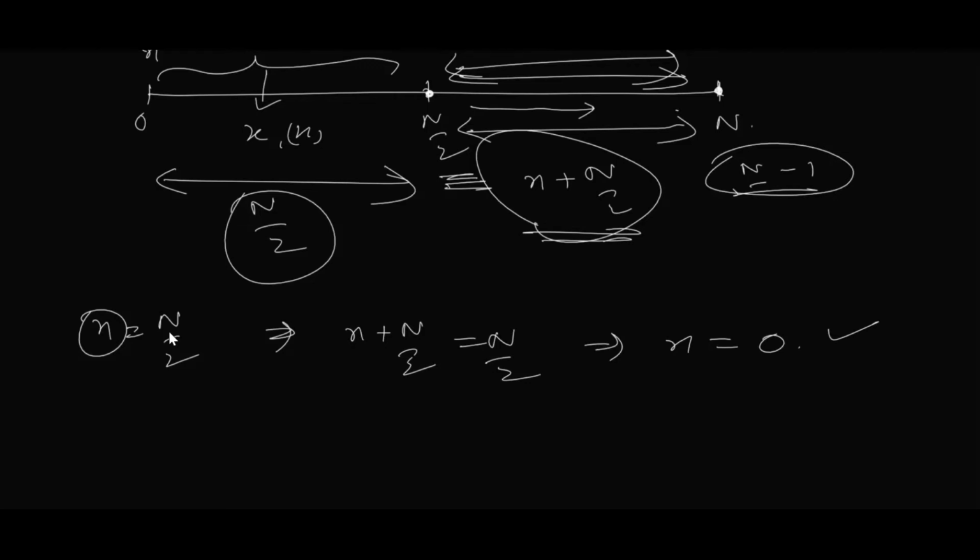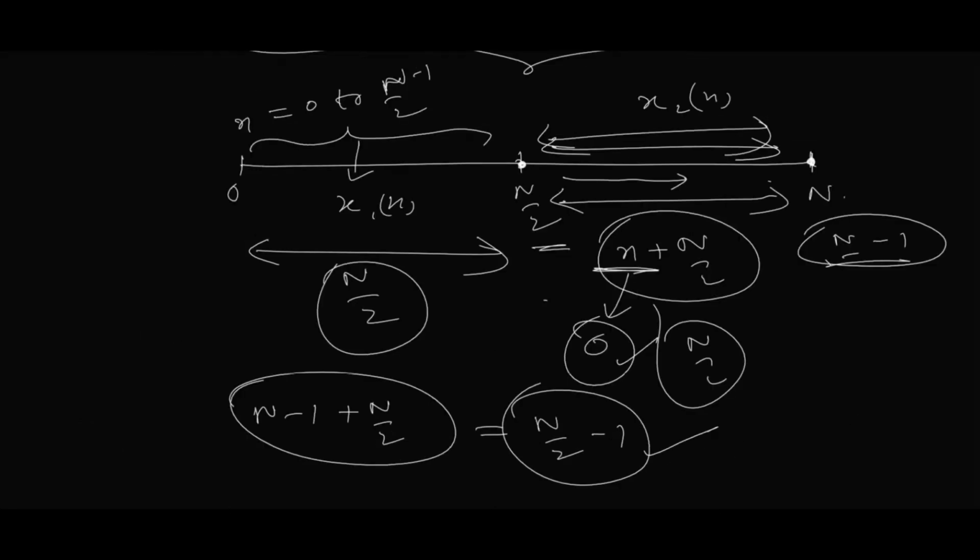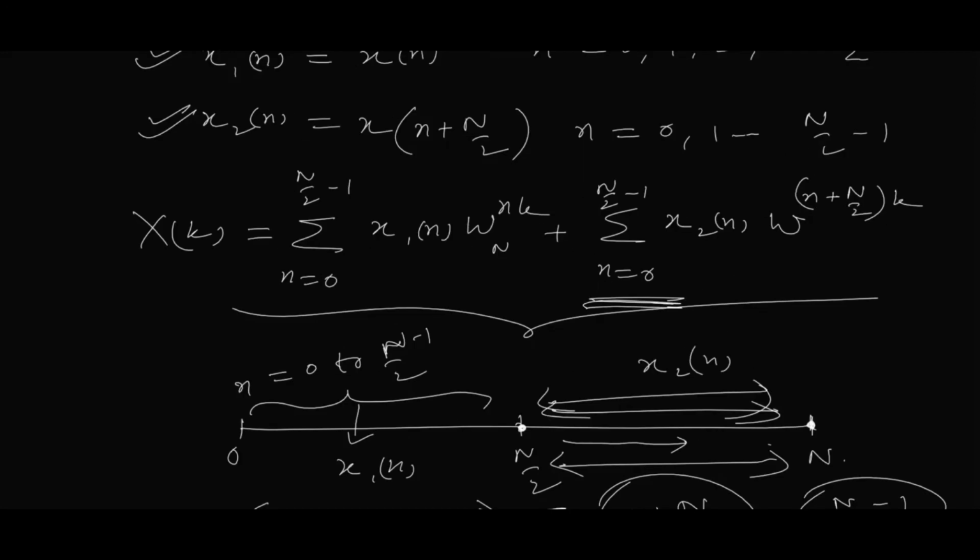Then for the higher limit, if we say it is N minus 1, let us substitute this n again with n plus N by 2 equals N minus 1. So this becomes n equals N minus N by 2, which is N by 2 only, so N by 2 minus 1. That is my new upper limit. As you can see, for this part it will start from 0 and range up to N by 2 minus 1 when we have substituted n equal to n plus N by 2.